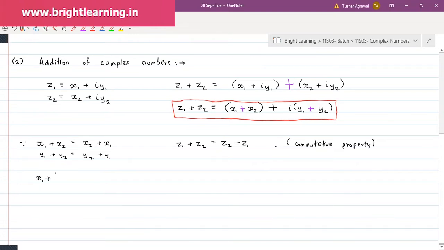So in the set of real numbers, we know that if you add x1 plus x2 first, and the result you add to x3, this is the same as x1 plus the sum of x2 and x3. In the set of real numbers, this is satisfied. Similarly for y1, y2, y3. So if I write z1 added to the addition of z2 and z3, and the other is, first I will add z1 and z2, and the answer that I get, I will add it to z3. Will these two complex numbers be equal?